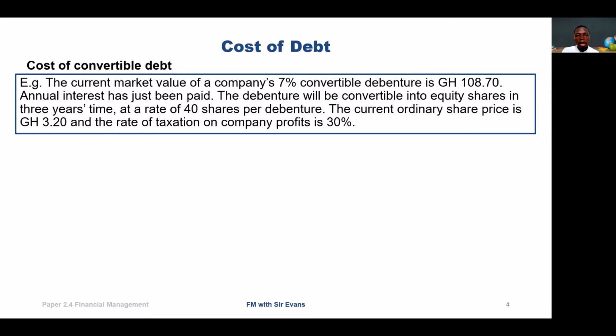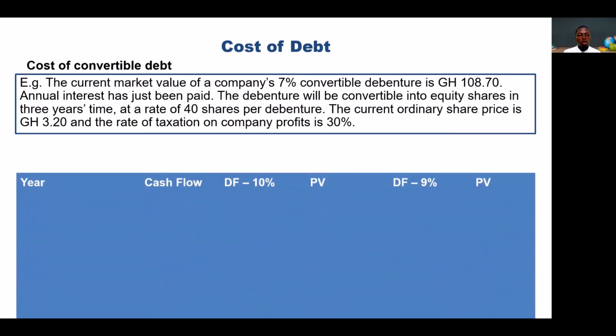And the current ordinary share price is 3.20. And the rate of taxation on the company profit is 30%. So with the tax coming in and looking at it from the perspective of the company, we are looking at the post-tax, which means our 7 is going to be impacted by this tax rate, giving us I, which is 7 multiplied by (1 - 30%), which is 70%. So 7 times 70%.